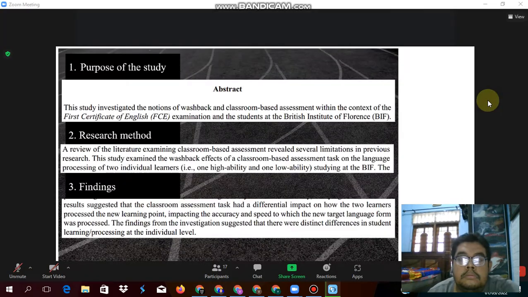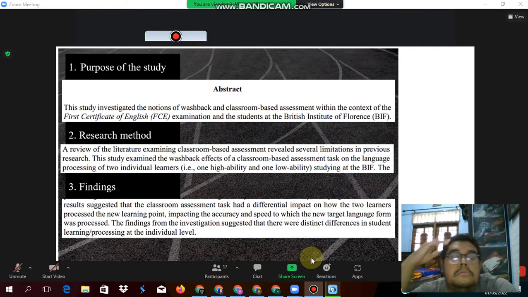Jadi, yes, ma'am. Kuncinya washback effect itu adalah setelah kita belajar sesuatu, terutama kaitannya dengan bahasa. Setelah kita belajar bahasa apapun, kita pertama mengalami apa yang disebut sebagai silent period. Silent period means that you do not produce anything.